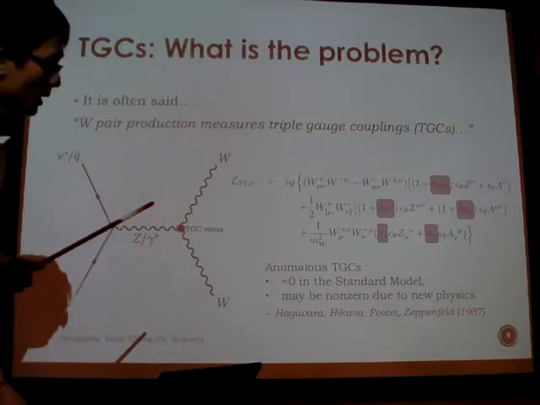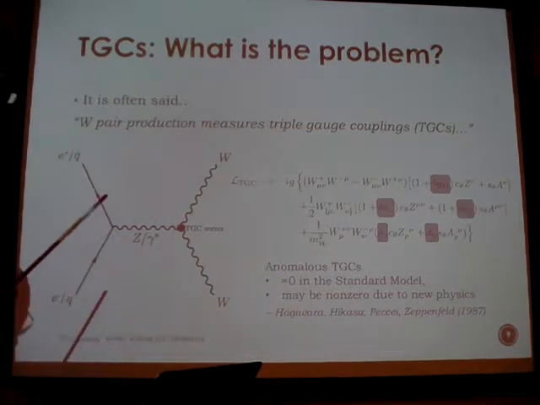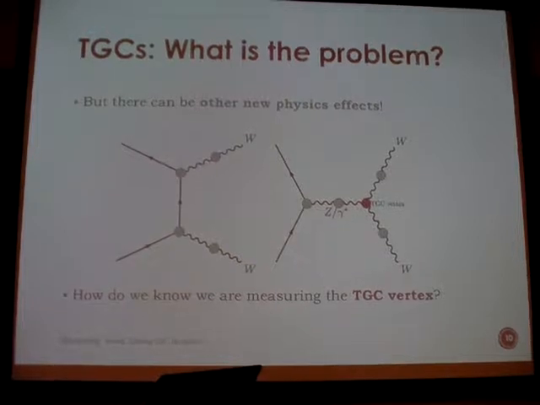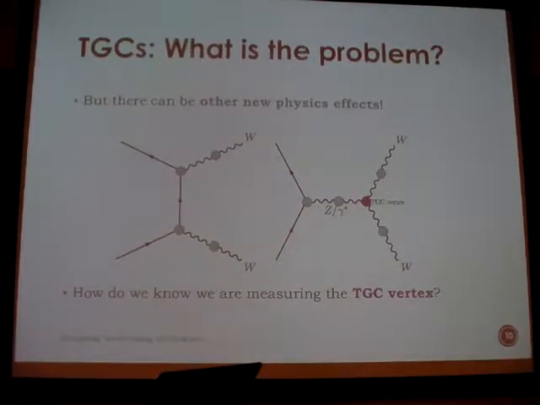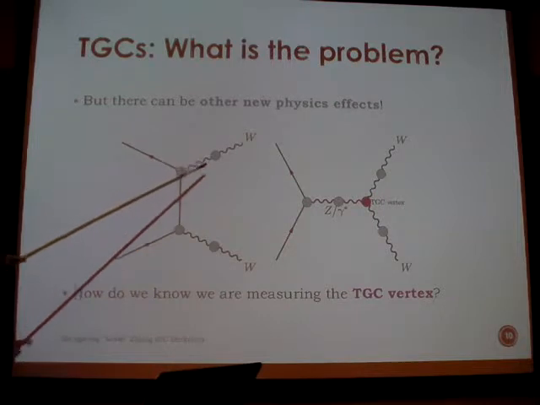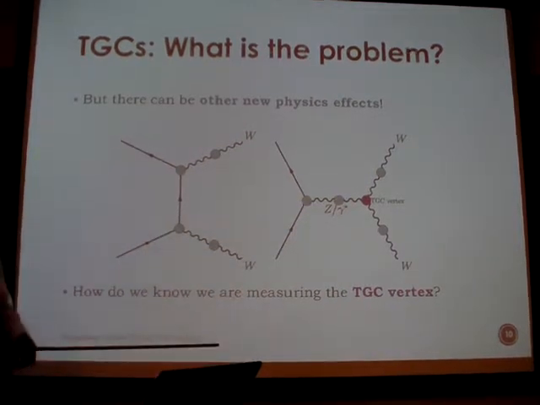This is a framework that people have been using since the 1980s. But the problem here is that if you think more carefully, what I just showed is not the only possible contribution from new physics to this process. First of all, there is another diagram, and second, there are many other parts of the diagrams, represented by these gray circles, that can be affected by new physics as well. So if we're just measuring diboson production, how do we know that we're really looking at this TGC vertex?